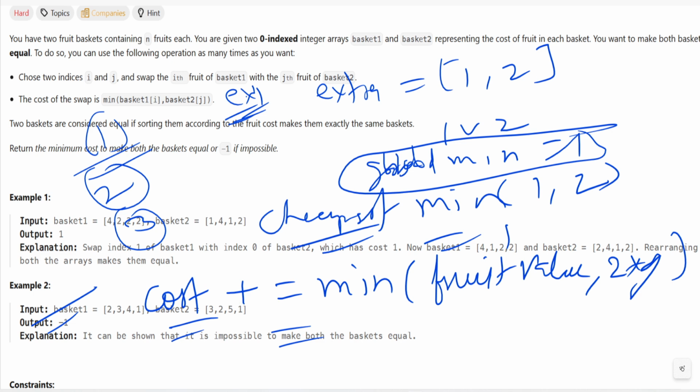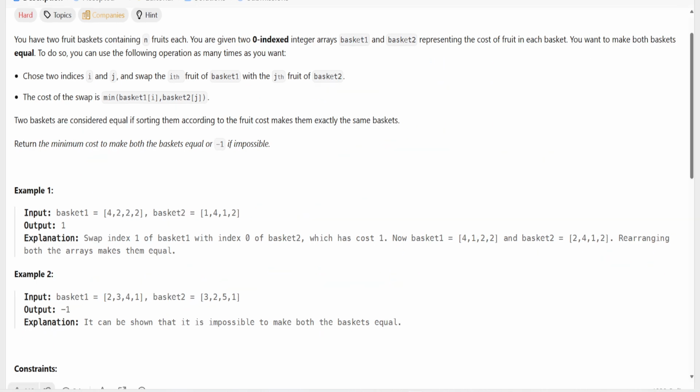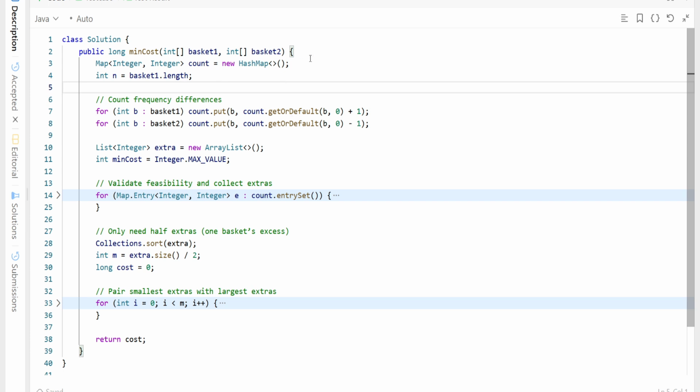Okay, so let's try to understand from here. Very first, we are given basket 1 and basket 2. So we will build a count. We'll take a hash map and store it here. We know basket 1 count will give us N. Now we have to count the frequency of all the fruits from basket 1, and similarly from basket 2.